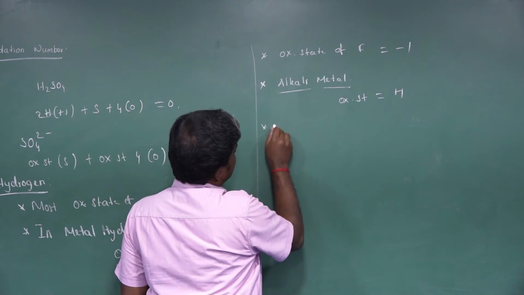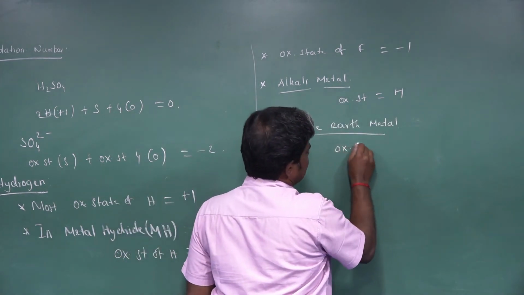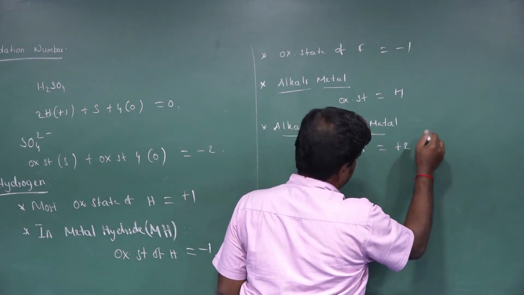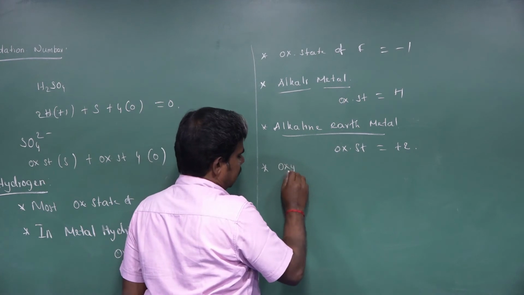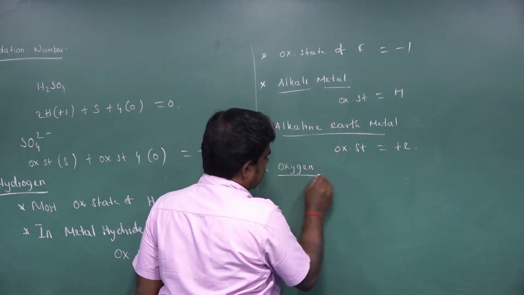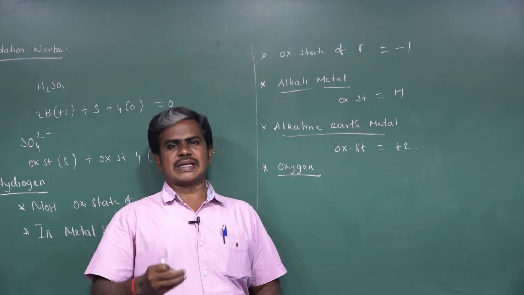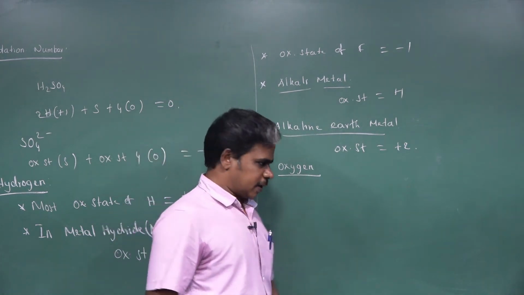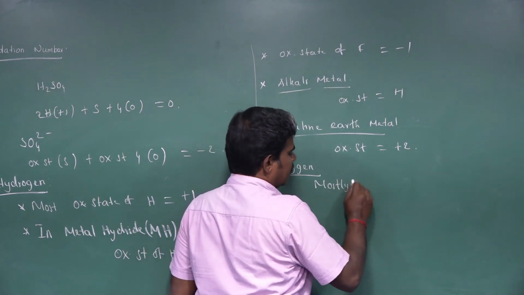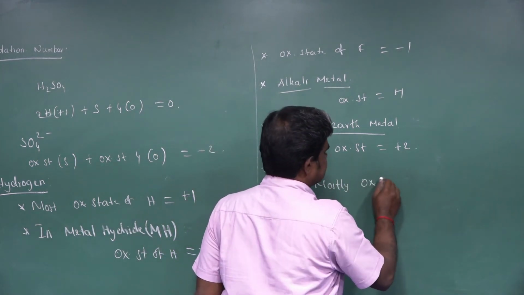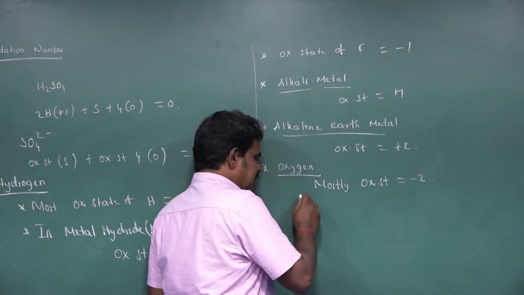And for the alkaline earth metals, the oxidation state is taken as +2. Now we may take oxygen. Oxygen has mostly -2 as its common oxidation state. So mostly the oxidation state of oxygen is -2.